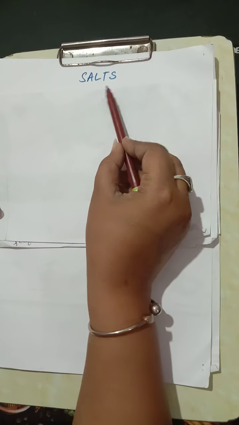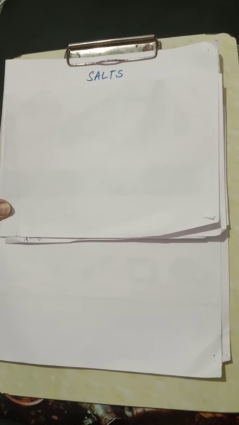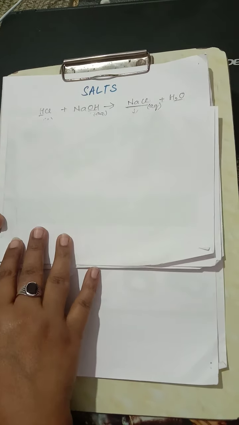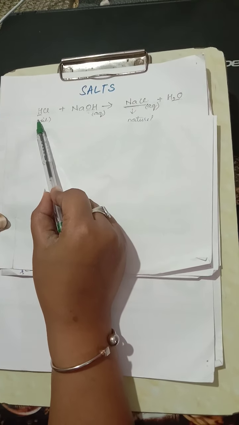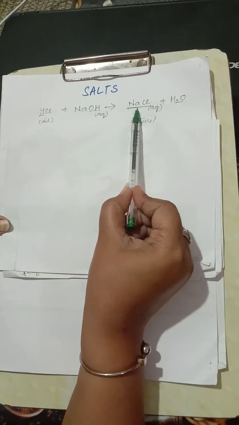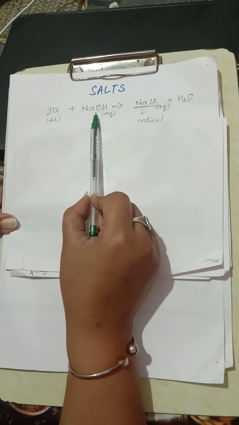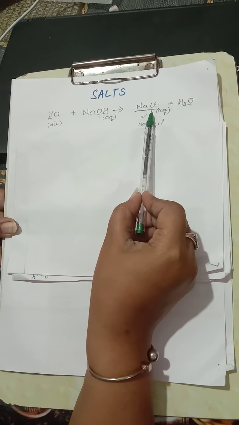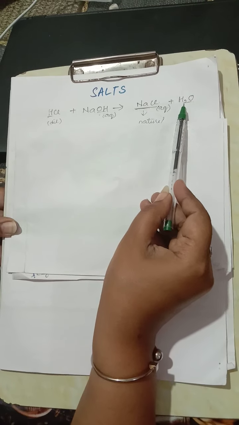This term we have heard in neutralization reaction. Neutralization reactions are those where acid reacts with base to form salt and water. For example, when NaOH reacts with HCl, it gives you NaCl and water. Here HCl is acid, NaOH is base, and NaCl which is formed is a salt, and the byproduct is water.